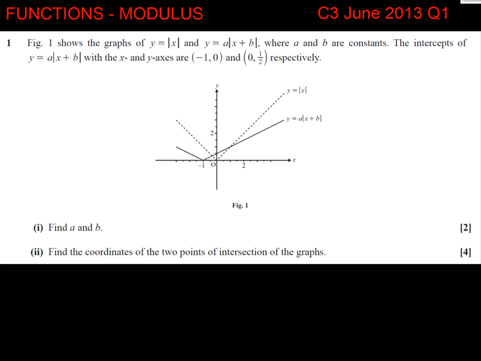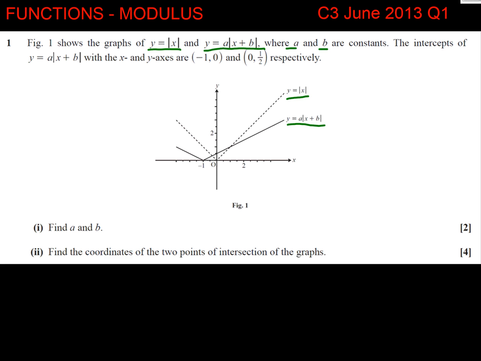Hello, quick demonstration of modulus functions in the MEI C3 syllabus, and I'm going to use the June 2013 question 1 as an example because it does both parts of what you might be asked to do. So first thing as ever, we read the question. Fig 1 shows the graphs y equals the modulus of x, and y equals a times the modulus of x plus b, where a and b are constants.